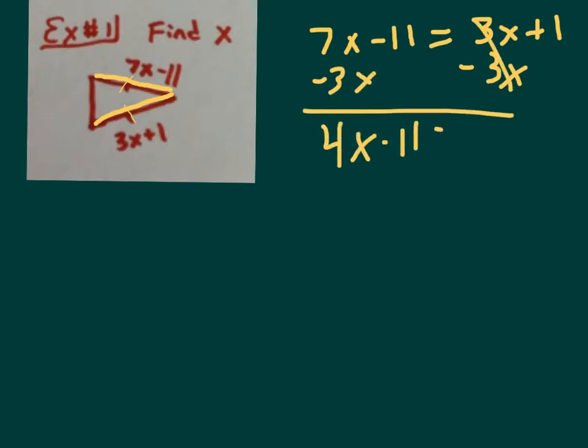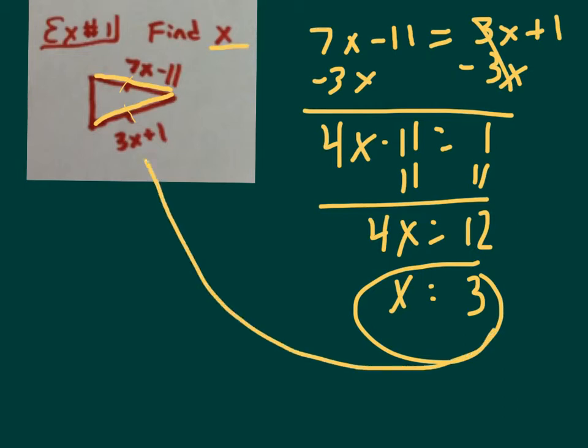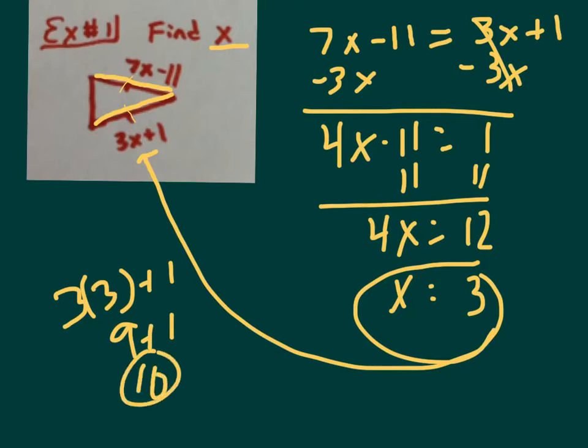4x minus 11 equals 1, add 11, 4x equals 12, so x equals 3. Now sometimes I'll ask you to find x and you're done, like I did here, but other times I'll ask you to find a side, and if I do that, you'll just substitute in the 3, and you get 3 times 3 plus 1. That would be 9 plus 1, which is 10. But I didn't ask you that for this one, so we'll stop right here at the x.